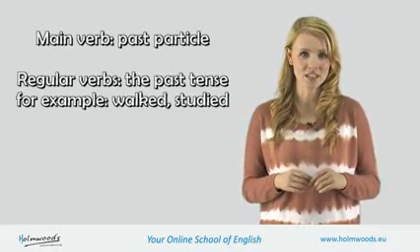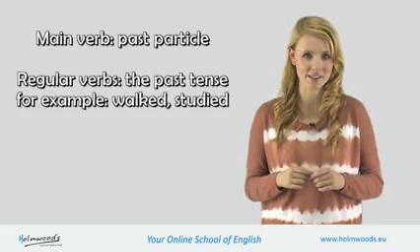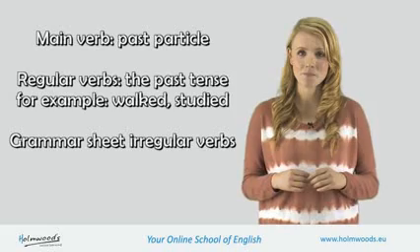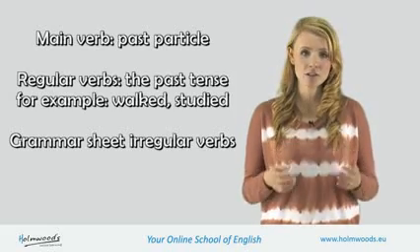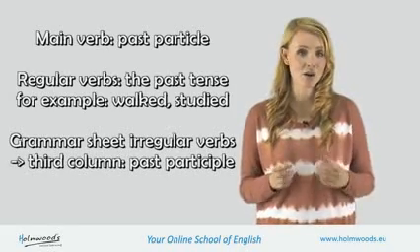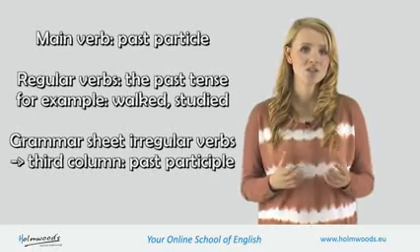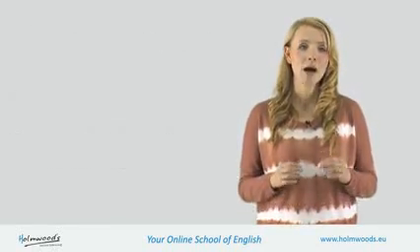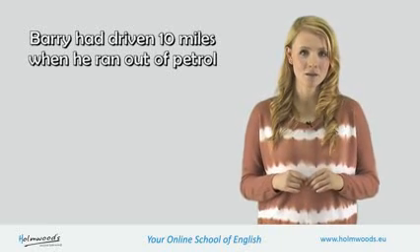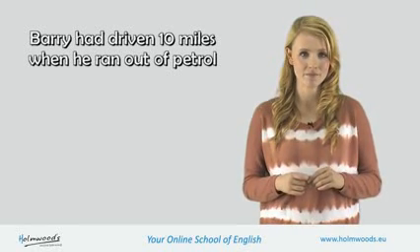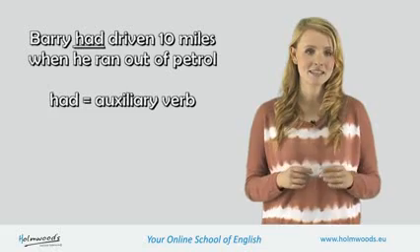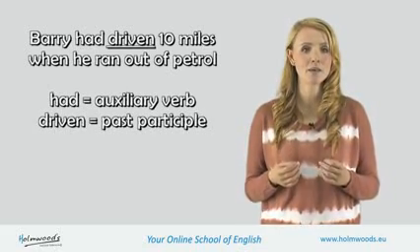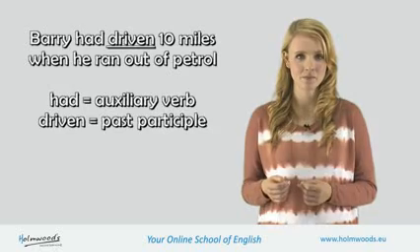Remember the grammar sheet in the irregular verb lesson and the table in it with all the irregular verbs? Well, the past participle is the third column. Just to check, look at this example. Barry had driven 10 miles when he ran out of petrol. Had is the auxiliary verb and driven is the irregular past participle.